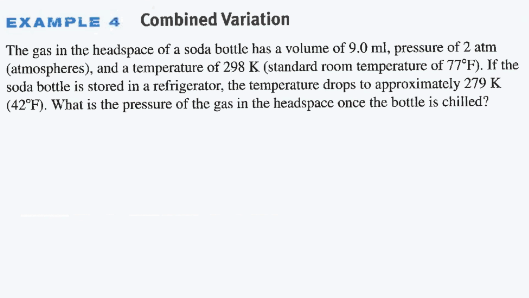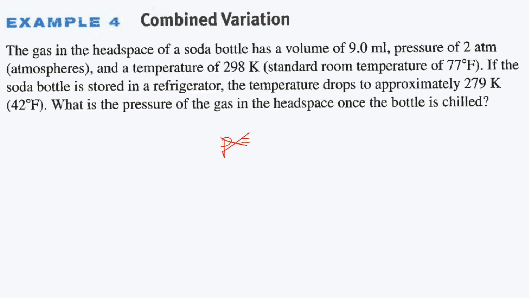So let's see an example. The gas in the headspace of a soda bottle has a volume of 9 milliliters, pressure of 2 atmospheres, a temperature of 298 Kelvin, and if the soda bottle is stored in a refrigerator, the temperature drops to approximately 279 Kelvin. So what's the pressure of the gas in the headspace once the bottle is chilled? Okay, so combined variation, we've got the gas in the headspace, and pressure, they don't tell us what the formula is on this one. So I'm going to pause this and go grab it for us. One second.